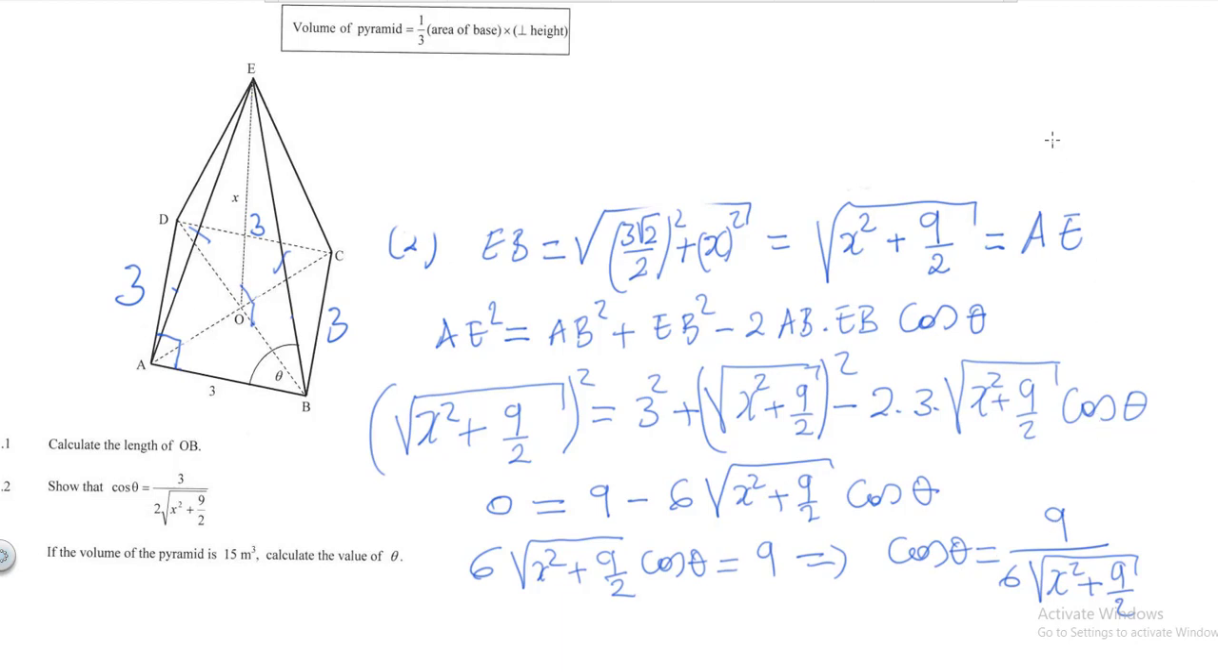If I will have this, look at here, 9 divided by 3 will give us 3, and the 6 divided by 3 will give us 2. Therefore, we have the square root of x squared plus 9 over 2. So this is proven. Can you see? It's proven.